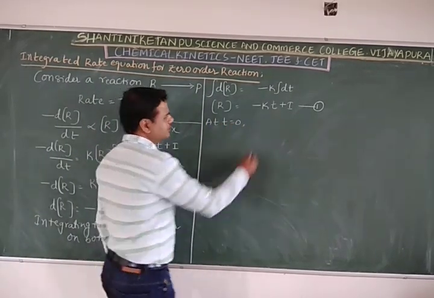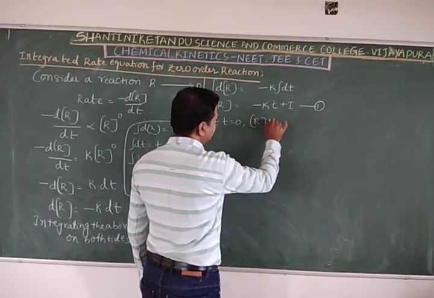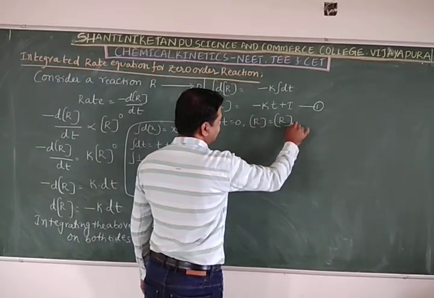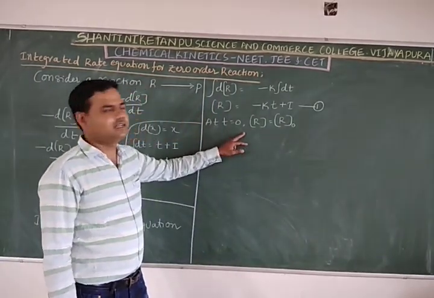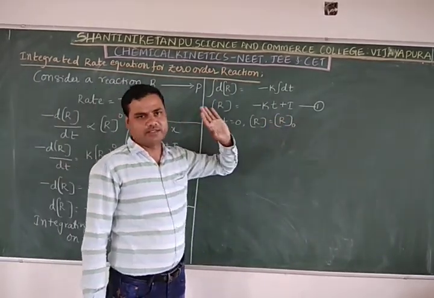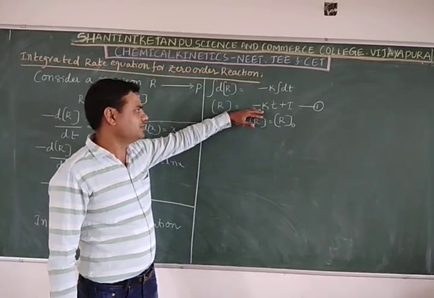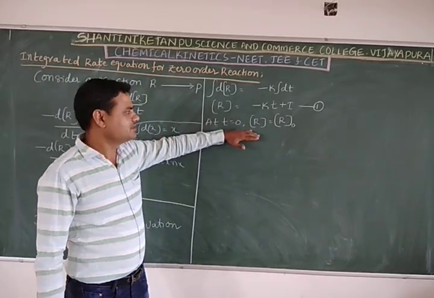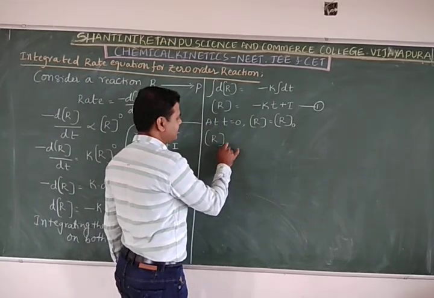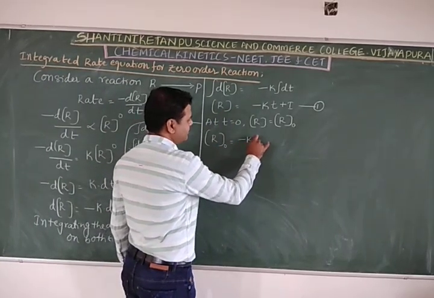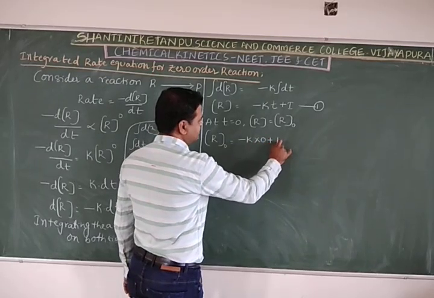At t equal to 0, the concentration of R becomes R naught, because it is the initial concentration. And now these values are substituted in equation number 1. Therefore, in the place of R I am writing R naught, and in the place of t we are writing 0 plus I.